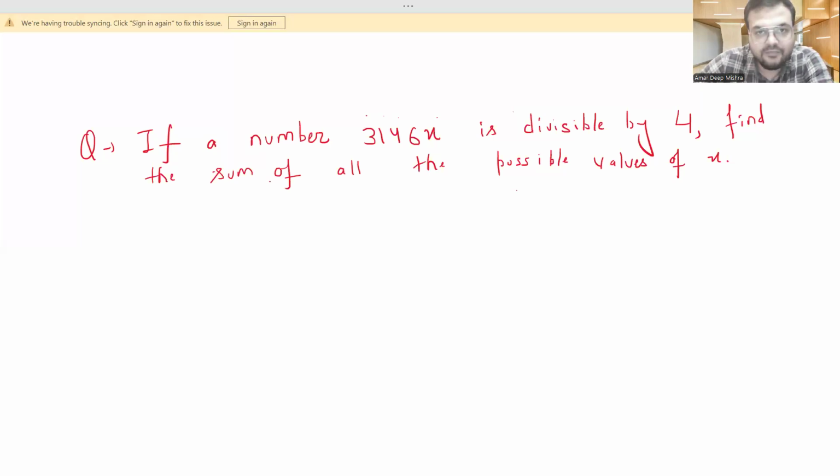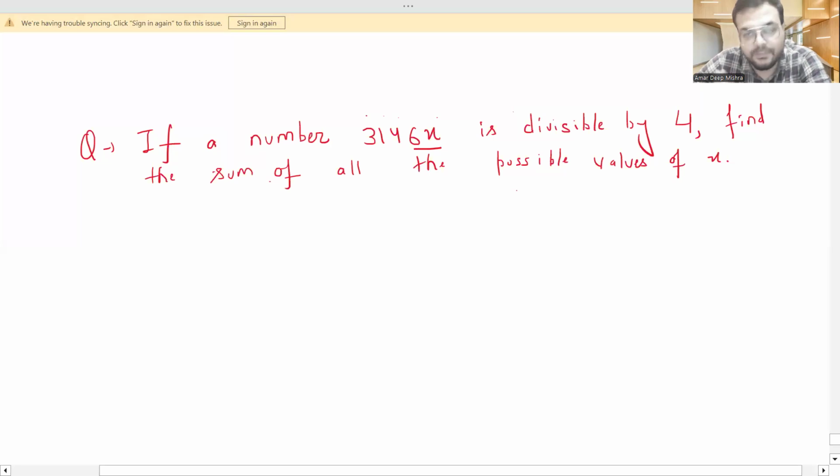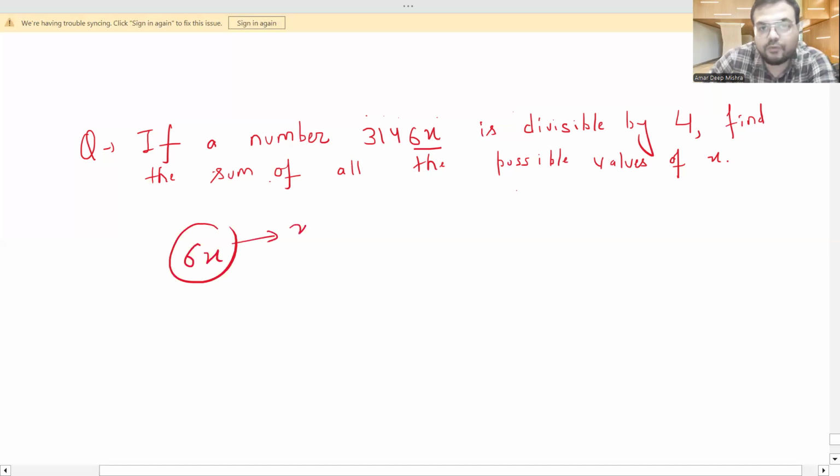The number is 3146x. It is divisible by 4. It is divisible by 4 means what? Means the last two digits are divisible by 4. Simple. So this 6x is divisible by 4. Now, what could be the possible values of x? The first value of x could be 0. The second value of x could be 4. And the third value of x could be 8. These three are the possible values of x. Okay, 0, 4, and 8.